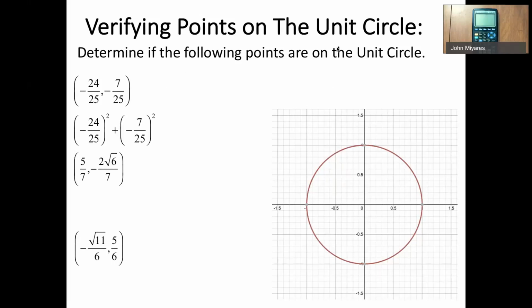For the first one, we'll take negative 24/25 squared plus negative 7/25 squared. Squaring these out gives us 576 over 625 plus 49 over 625. And adding those together will give us 625 over 625, which equals 1. Let's pause the video for a bit to see if you can try the next couple on your own.